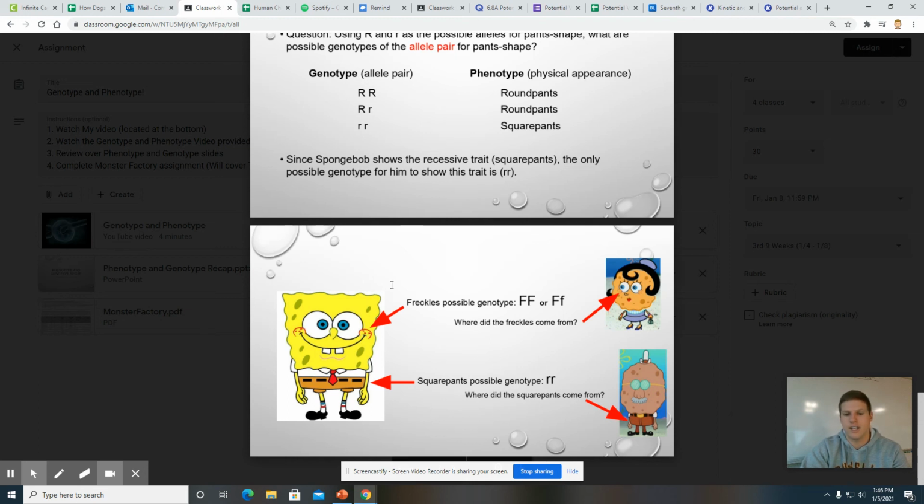This is something I want you guys to look at. Freckles, possible genotype: either two capital F's together or capital F, lowercase f. Where did his freckles come from? They come from his mother. She has the freckles and passes them down. So we know that SpongeBob has at least one dominant freckle allele. And since his father doesn't have freckles, we know that he has a lowercase f as well. So let's look here at the square pants genotype. Where did the square pants come from? They came from his father. This is just showing you where these genes came from.